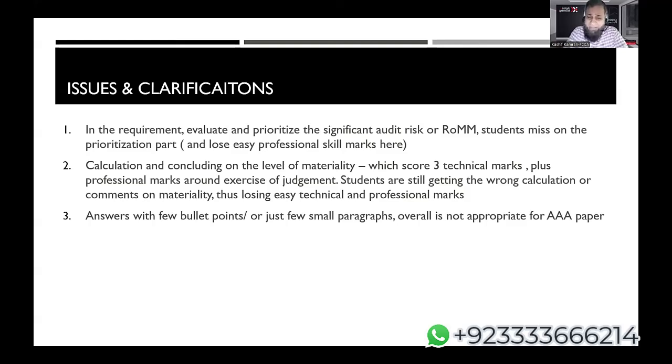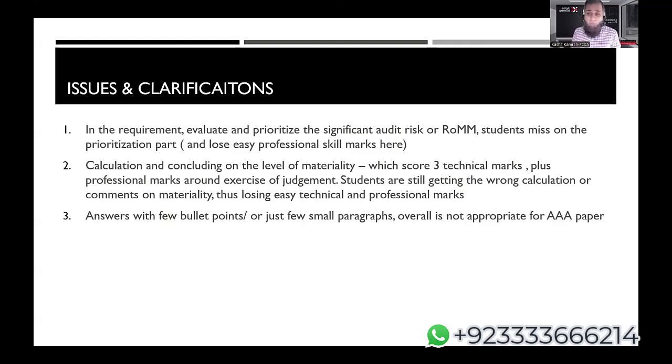Number 3, answers with just a few bullet points or just a few small paragraphs overall are not appropriate for the AAA paper. We know in the AAA paper, we give answers in bullets if we're writing procedures, actions. Apart from that, whatever we write in the AAA paper is not bullets, it's not single sentences. Short paragraphs of a sentence or two are not worthy of AAA. In AAA, try to ensure that minimum for everything, like an ethical issue, a business risk, an audit risk, is 2 to 3 sentences.